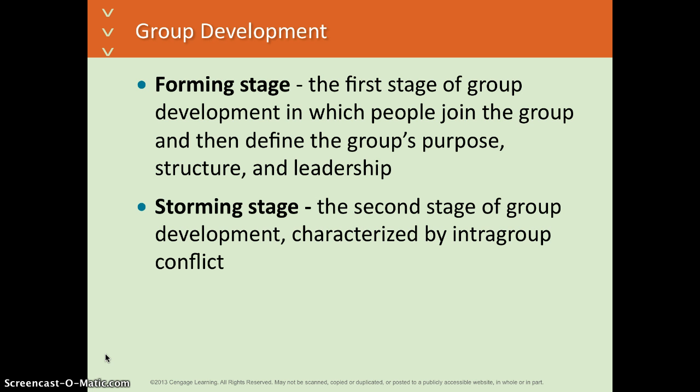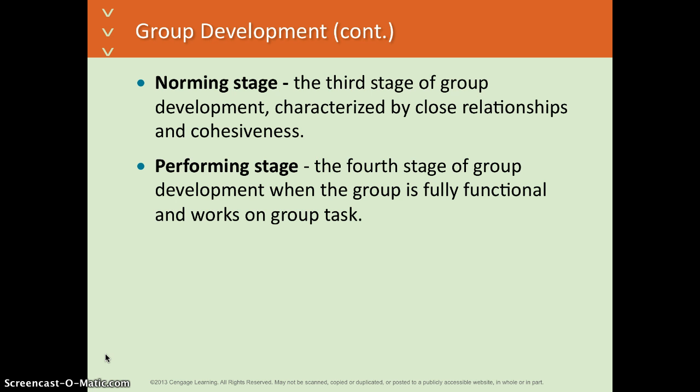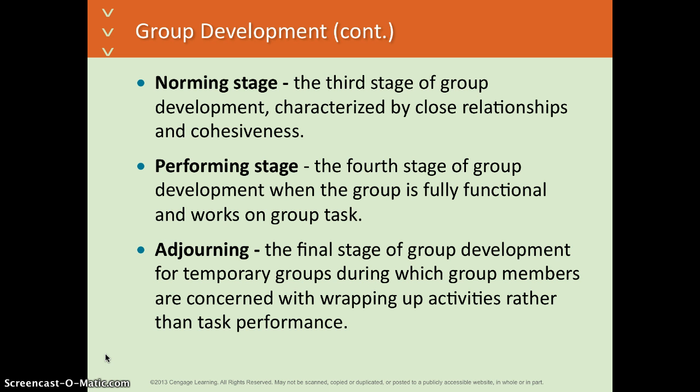Storming, you're kind of getting to know each other, intergroup conflict. Norming, you're starting to develop some cohesiveness. 4th stage, you're accomplishing what you're there to do. And depending on the group, if it's a temporary group, you will adjourn. If it's a permanent group, you will end after the performing stage and continue with the group. You won't have an adjourning stage.